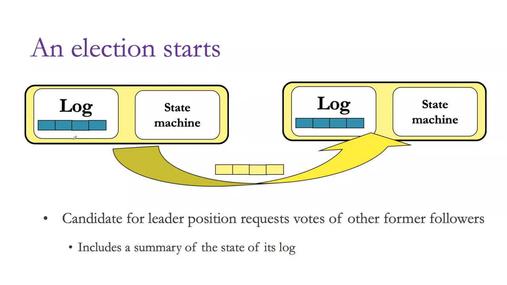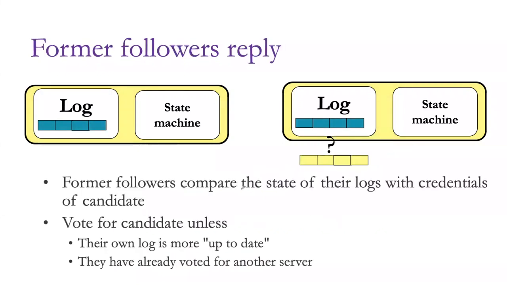So the log information will be shared with the other state machines. The candidate for the leader position requests votes from the other former followers. That includes a summary of its log state: what the log status is, what the term is, and what new entries are there. The followers reply with the new index, whatever the available index is. The follower compares the state of their logs with the credentials of the candidate and votes for the candidate unless their own log is more up to date than the leader's log. If they have already voted for another server, then they can simply reject the new request from this leader candidate.